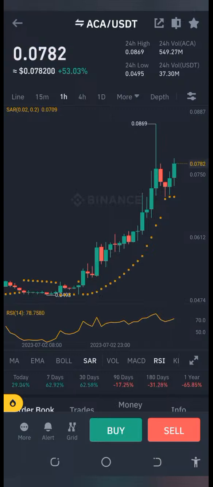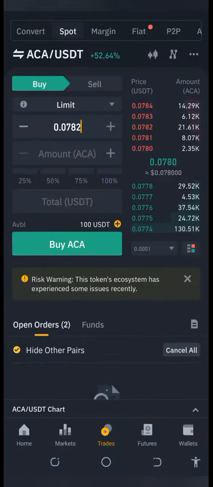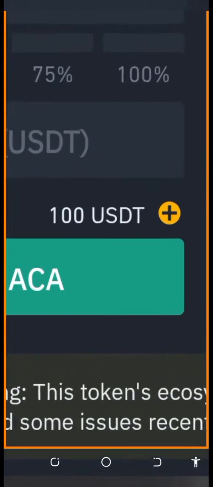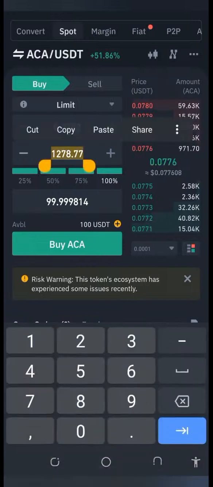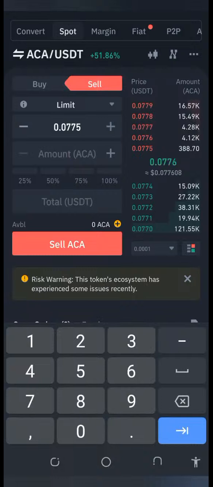ACA/USDT is currently pumping and we gotta get a piece of this pie. All right, we're gonna go over and do all our simulations, okay? So we currently have $100 here, and then all we just have to do is quickly pick this up, copy it, and then we go over to sell and change this to where did it get to the other time?